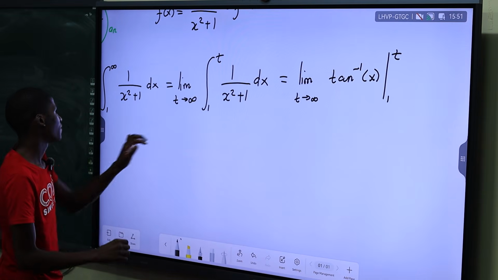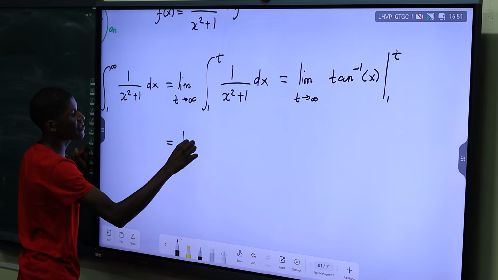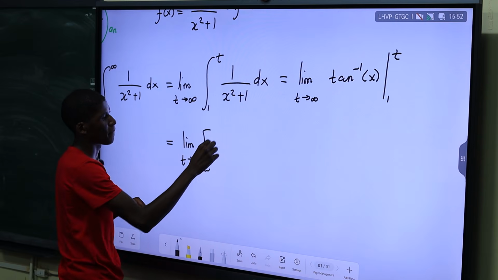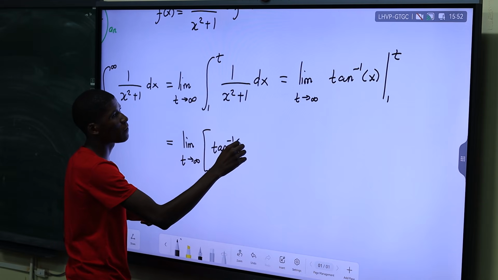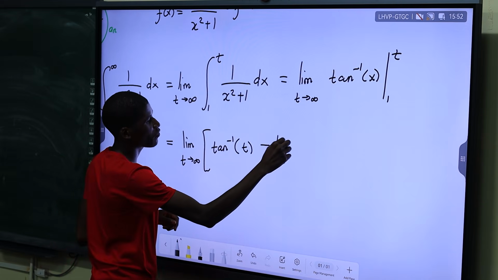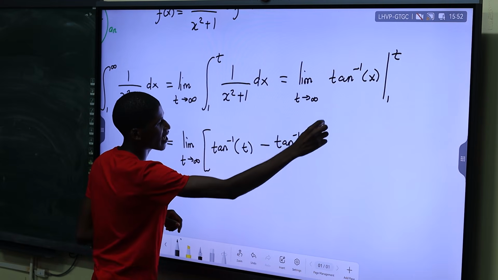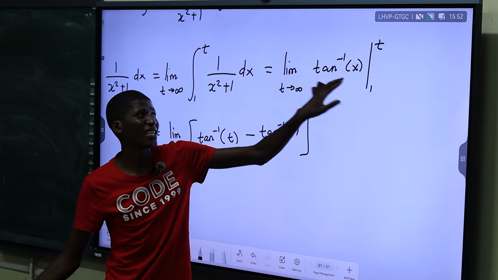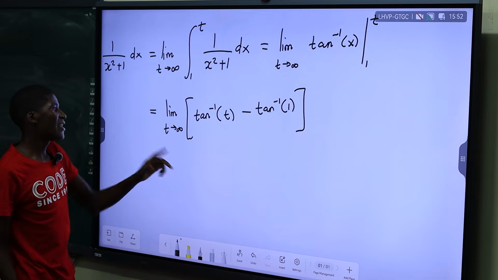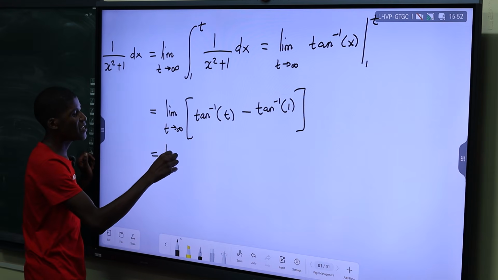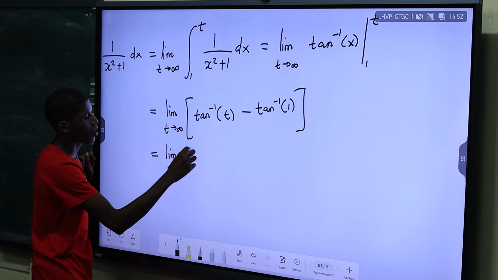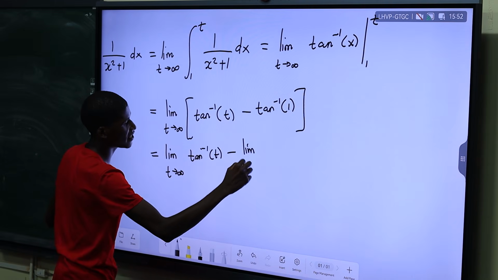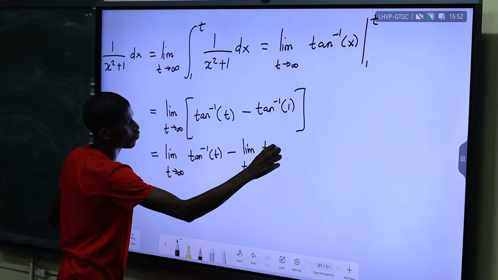So this is going to be the limit as t goes to infinity of arctan of t minus arctan of 1. Do we see it? You just substitute the upper bound and the lower bound. Now you need to do your limit here. The limit as t approaches infinity of arctan t minus the limit as t approaches infinity of arctan 1.